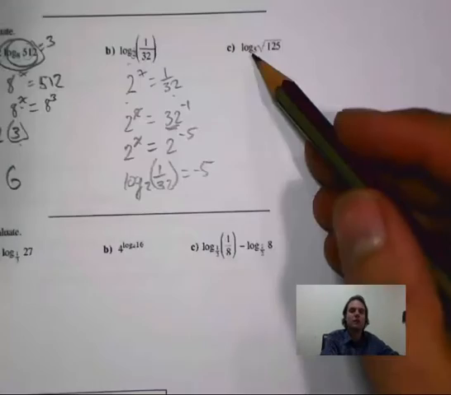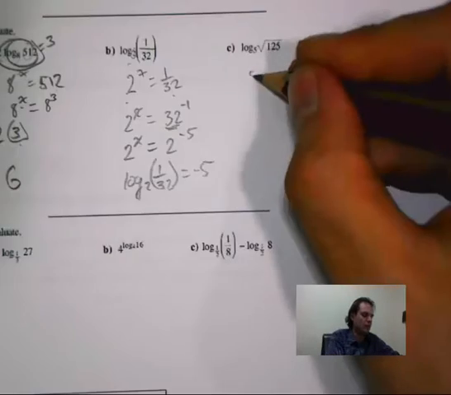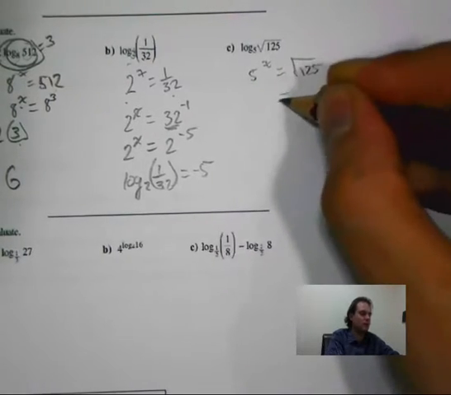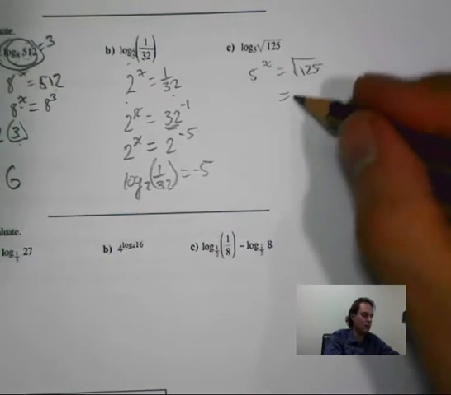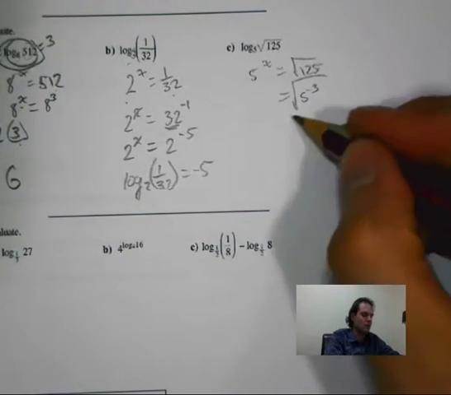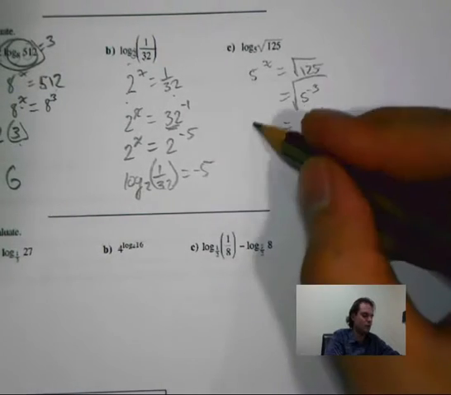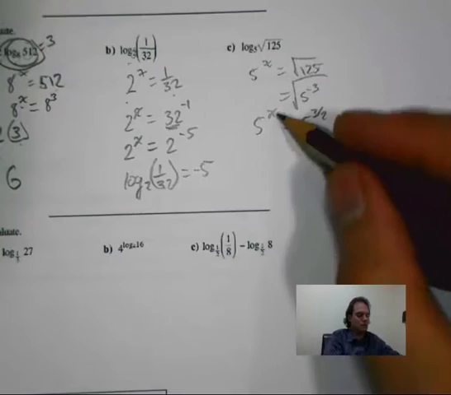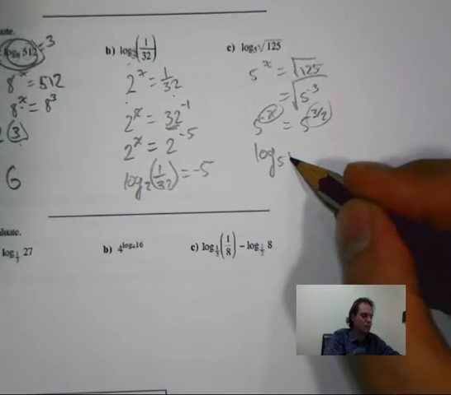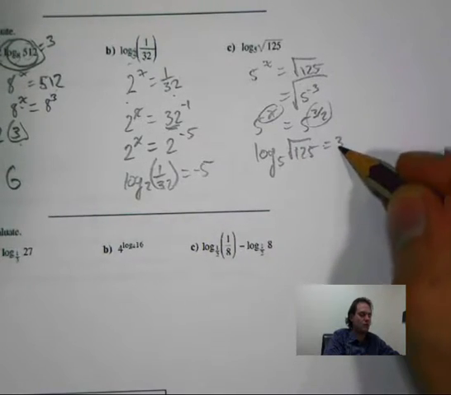Here we go. Next one is log base 5 of the square root of 125. So that's saying 5 to the x is equal to the square root of 125. Let's put this into base 5. This is the same as the square root of 5 to the 3. Well, what is that the same thing as? 5 to the 3 over 2. So 5 to the x is equal to 5 to the 3 over 2. Therefore, log base 5 of the square root of 125 is equal to 3 over 2.